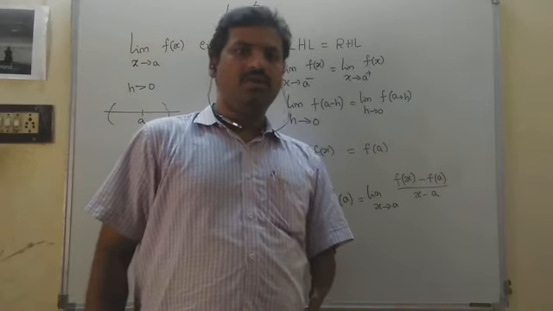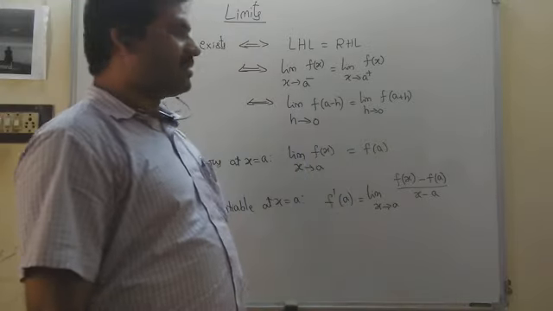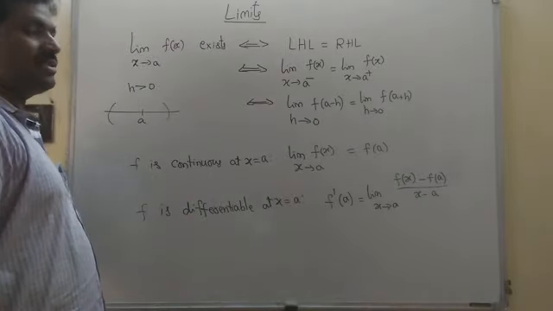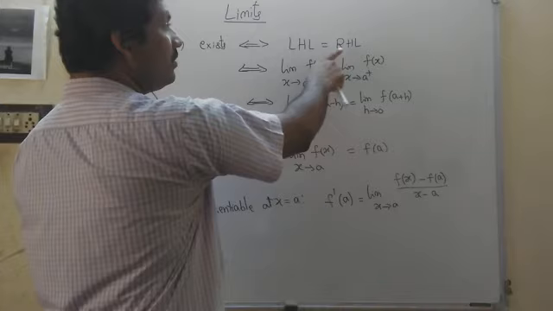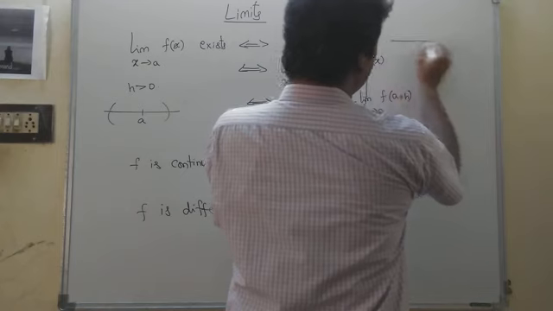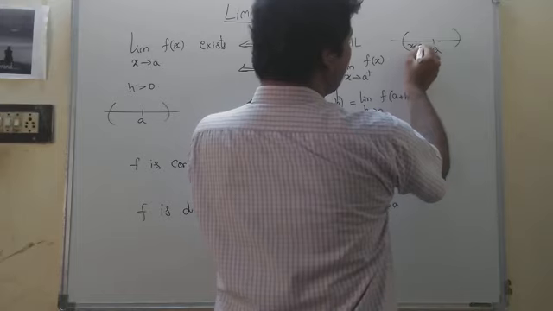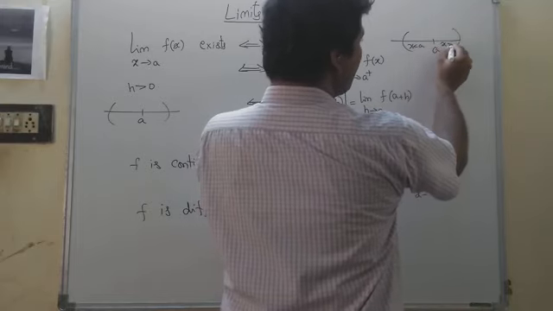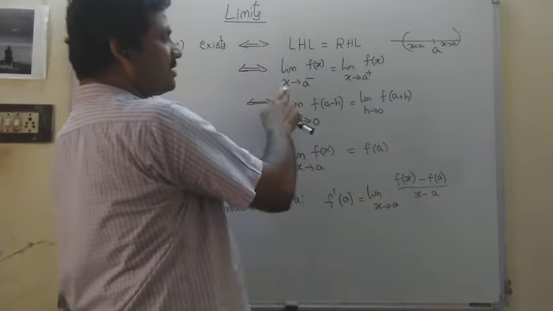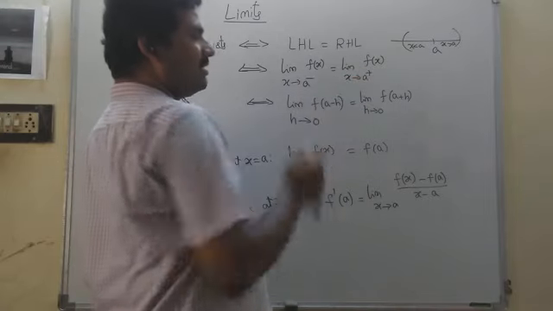Right students, today we discuss limits, continuity and differentiability. Whatever the function f is, the limit exists if LHL equals RHL. What is the LHL? LHL means before a. This is the a, so these values are before a, that means x less than a. These values are after a, that means RHL. So the limit as x tends to a minus of f of x equals the limit as x tends to a plus of f of x.